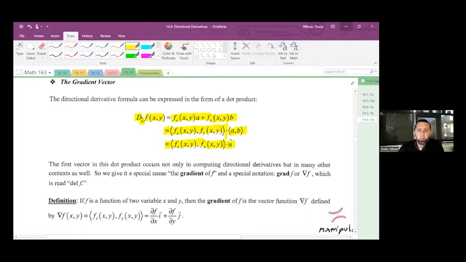The first vector in this dot product occurs not only in computing directional derivatives, but in many other contexts as well. So we give it a special name, the gradient of f, and it gets its own notation, grad f or del f, which is read del f, although the symbol is called a nabla, which is a little bit confusing. So you have this one, which is a delta, and the upside down one, which is called a nabla. I don't know why, it just is. I guess we could look it up and try to figure out what's going on there.